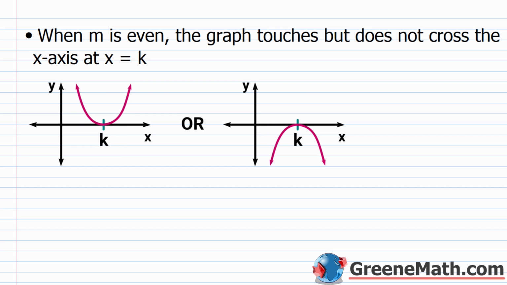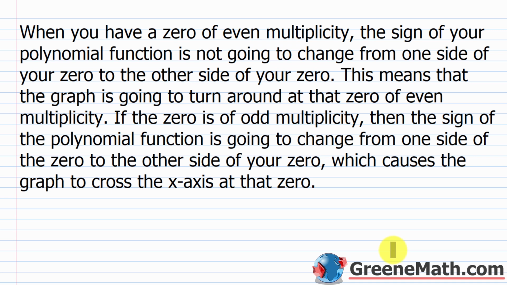Now, the other case, when m is even, so let's say something like squared, the 4th power, the 6th power, and so on and so forth, the graph touches but does not cross the x-axis at x equals k. Again, because the multiplicity here is greater than 1, you're going to see this flatten out. Now, the greater the multiplicity, the more it's going to flatten out. Let me read this, and then I'm going to go back to that example and explain what's going on.